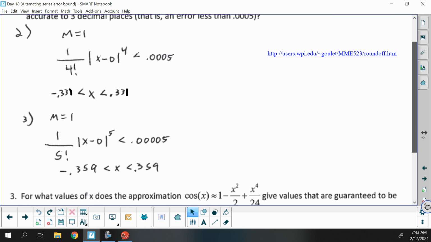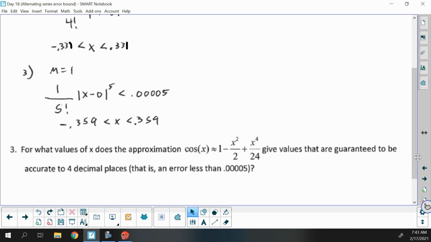Similar idea for cos, but we had 4th degree here, so the next one would just be 5. That's the only difference. Oh, and I guess the other difference is we wanted 4 decimal places, so we would have 0.00005.